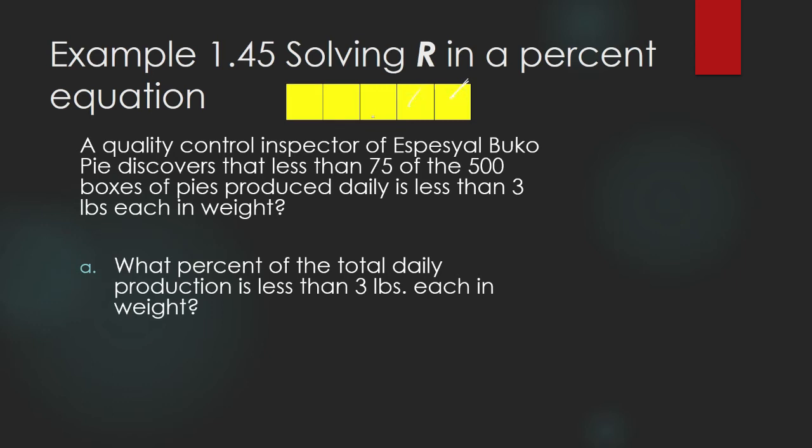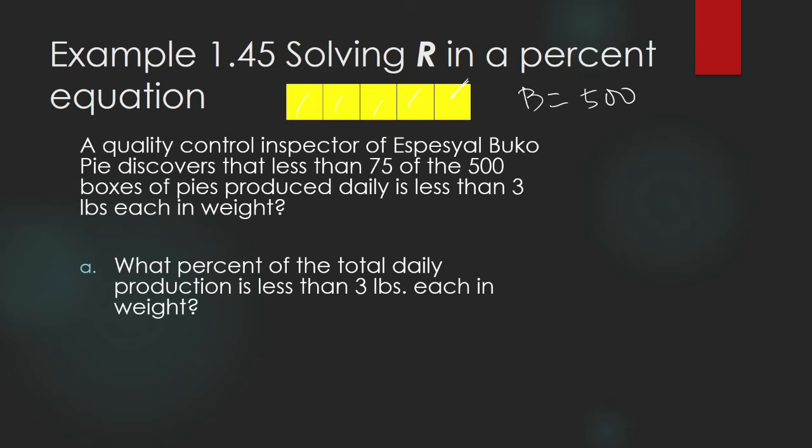100, 100, 100, 100, 100 boxes of pies. All in all, you have 500 boxes. So right away, you know that B is equal to 500 boxes. Thus, the totality of all objects that we are investigating, that we are studying, is 500 boxes of pies.